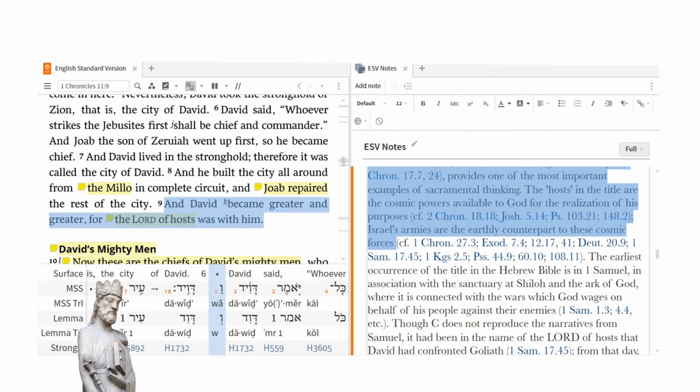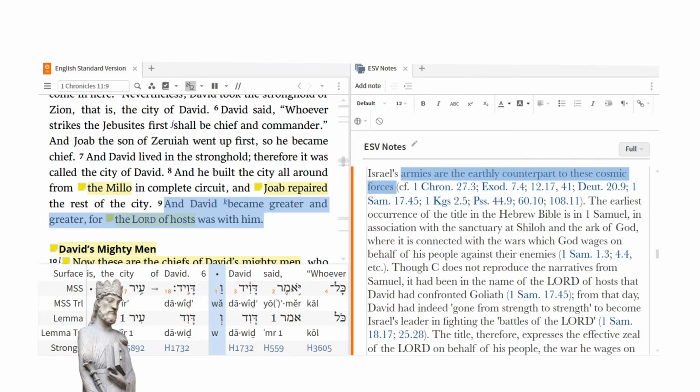And I argue that it has to do with the people of God being related to the heavenly host. So God's people are like the divine, again, the cosmic powers. We become part of God's family and we become part of God's army, and that kind of idea. And so, again, this is interesting in light of the fact that the armies of Israel and later, again, believers are the earthly counterparts of the cosmic forces.